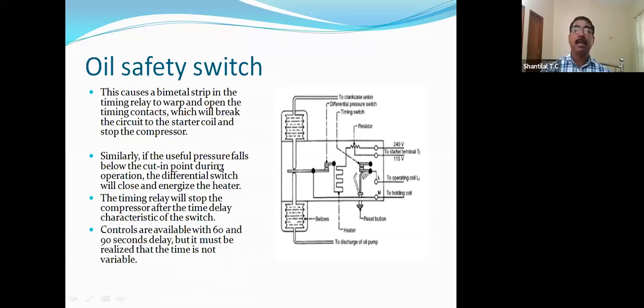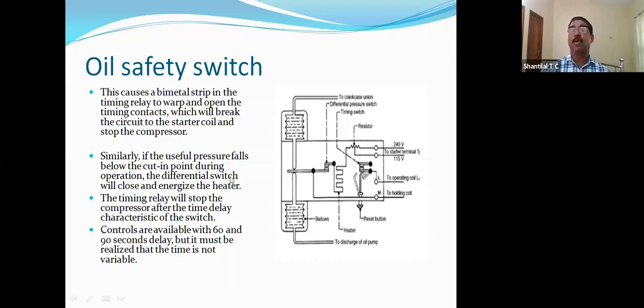Similarly, if the oil pressure falls below the cut-in point during operation, the differential switch will close and energize the heater. So, say after 1 hour, due to any reason, the oil pressure is reduced and falls below the cut-in point. At that time, this contact closes and the heater heats. By that heating, the strip opens, and the supply to the compressor is cut and the motor stops.